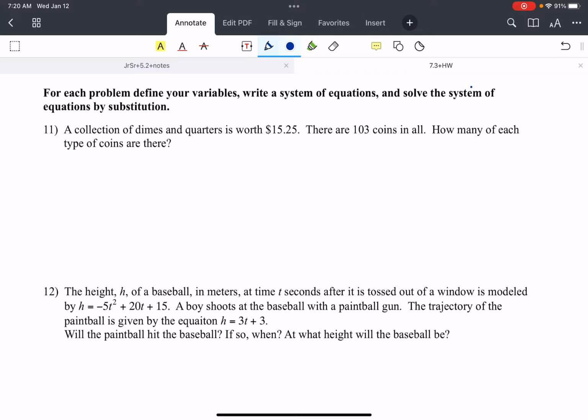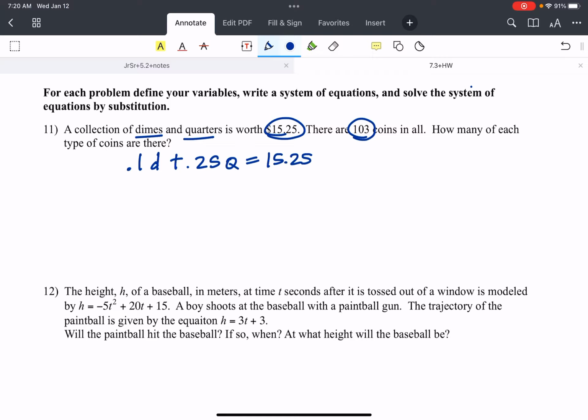So, the first question on your 7.3 homework that's a story problem is number 11, and it's talking about dimes and quarters being worth an amount of money and how many coins there are in all. To set this up, you have to remember that dimes are worth 10 cents. So we're going to do 0.1D, meaning that's how much it's worth, plus 0.25Q, because that's how much it's worth, is equal to the amount of money that it told us in the story problem.